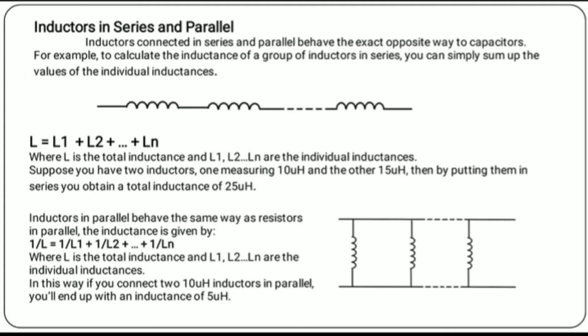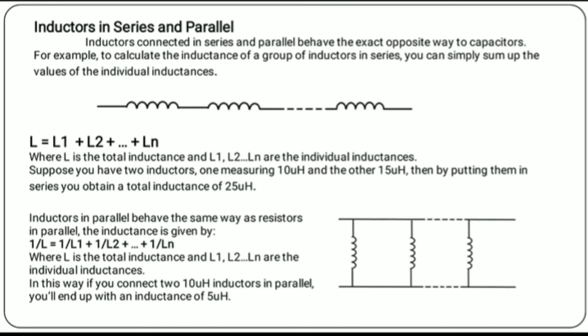And the important one, which is inductors in series and parallel. Inductors connected in series and parallel behave the exact opposite way to capacitors. For example, to calculate the inductance of a group of inductors in series, you can simply sum up the values of the individual inductances. The first picture represents inductors in series, and here the formula comes up. L is equal to L1 plus L2, where L is the total inductance and L1, L2, Ln are the individual inductances.